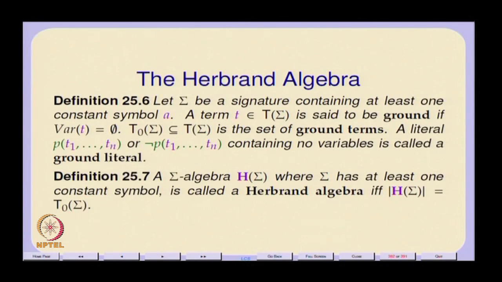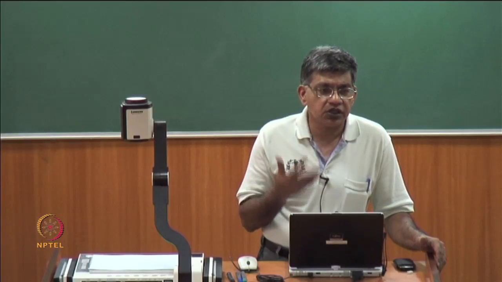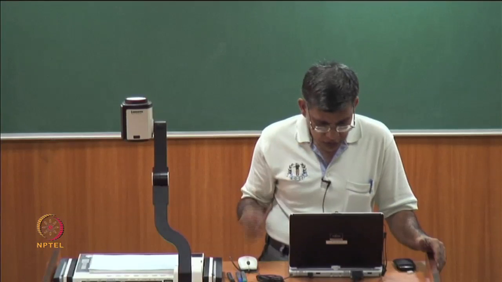Loosely speaking, the T naught and T are all things in violet color, by my color coding conventions. A literal is a ground literal if it is an atomic predicate or a negation of an atomic predicate in which all the parameters are variable free. As we did in the case of resolution in propositional logic, you have the notion of a positive and a negative literal.